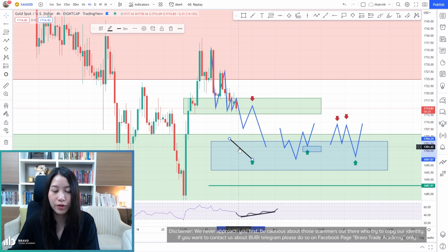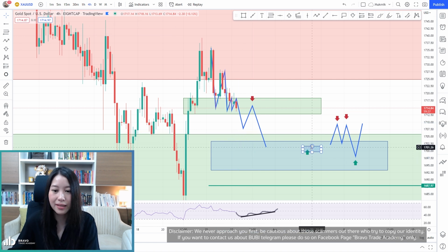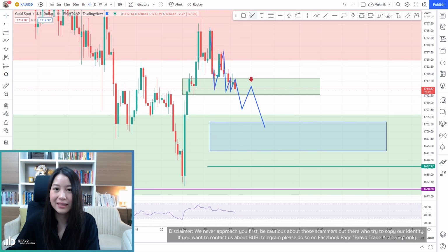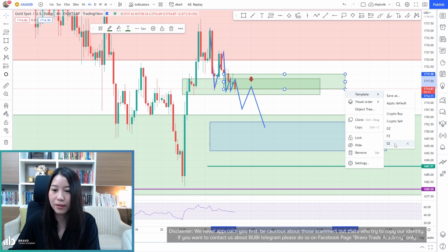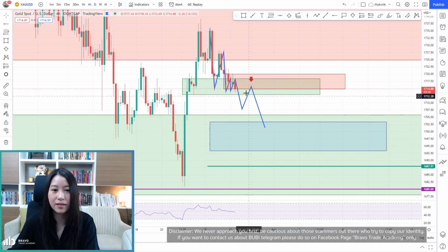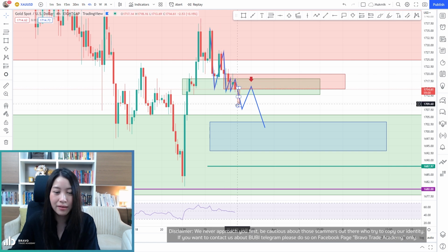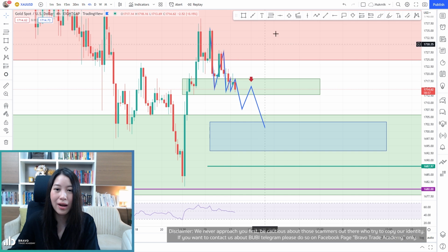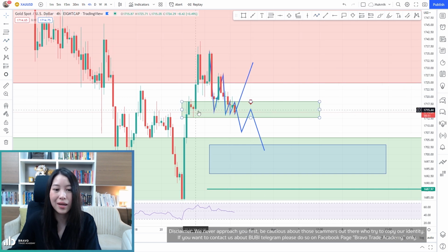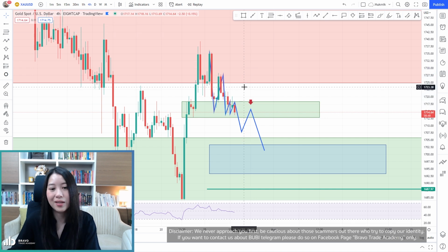Let me remove all the confirming patterns here. So that's the selling plan. However, we do need to wait for this supply zone to be formed, because it could go downwards like so if we have the imbalance from here. So we will have the drop base drop here. If not, the price could go up at any time because it is now in the demand zone. So that's the safest plan for selling.